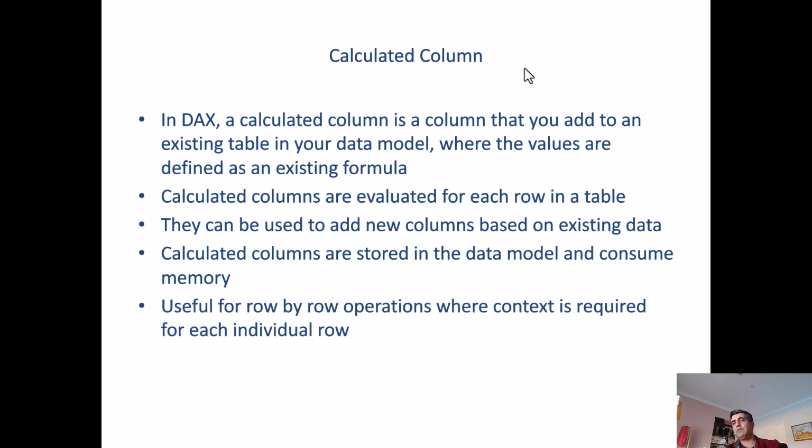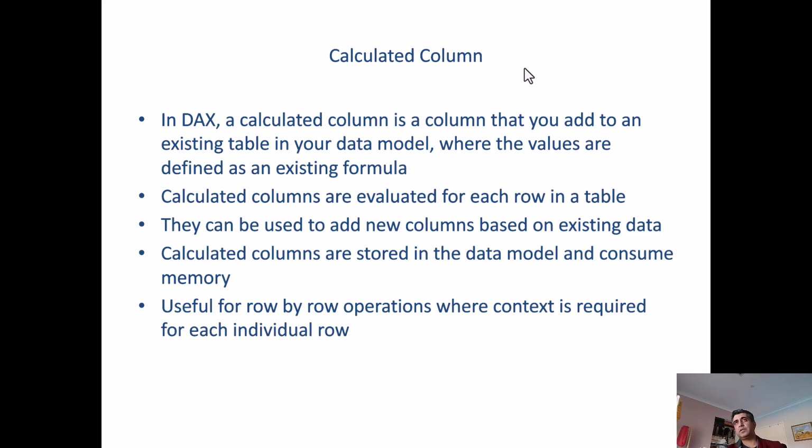Carrying on, like we were talking, you can have calculated columns or measures. In DAX, a calculated column is a column that you can add to an existing table in your data model, where the values are defined by a formula. So you say, I want to create a calculated column, you define the formula, and that value gets materialized in the table. They are calculated for each row in a table, and can be used to add new columns based on existing data. Like I said, they'll be materialized, and are useful for row by row operations.